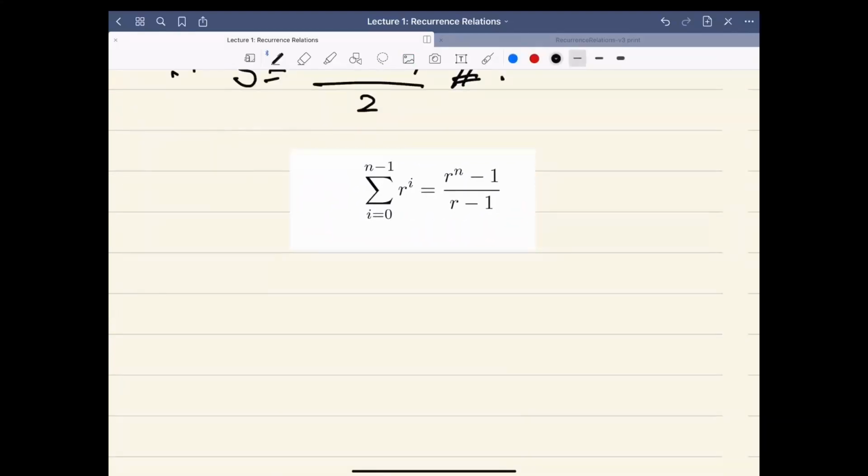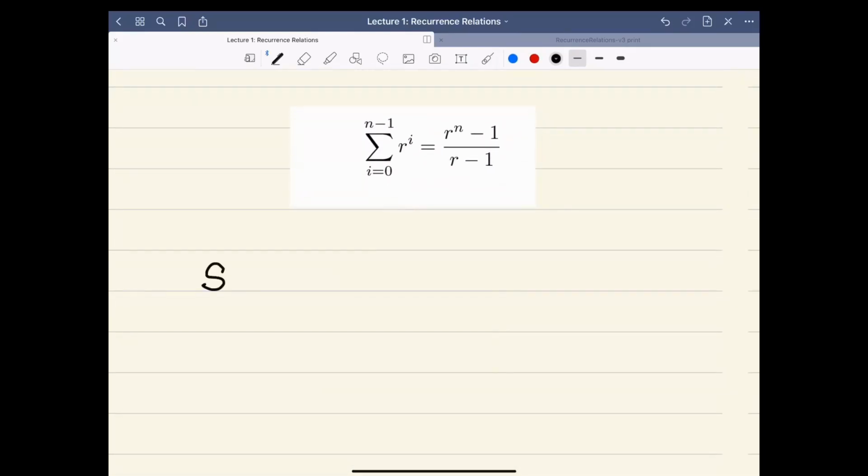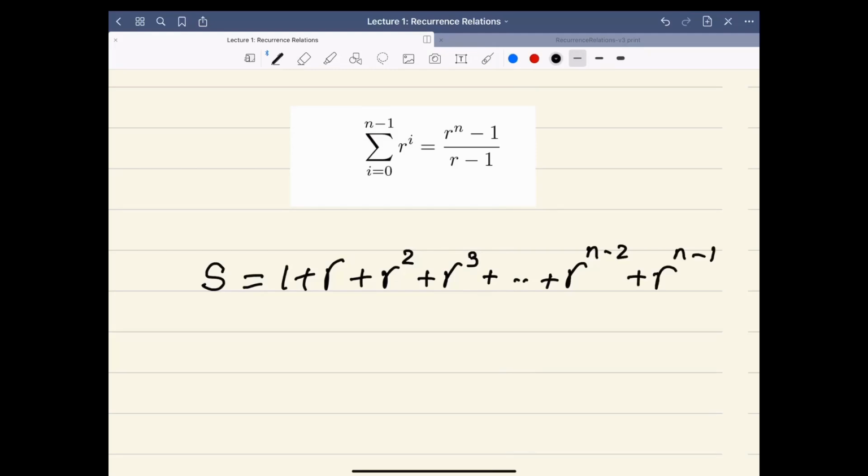First, we need to expand it so that we can understand how it looks. So S is equal to, when i is 0, r raised to power 0 is 1. Now when i is 1, r raised to power 1 is r, sorry. And then the next one will be r squared, the next one r to the power 3. And as you notice, it goes up to n minus 1. So the last one will be r^(n-2), r^(n-1). This is the last one.